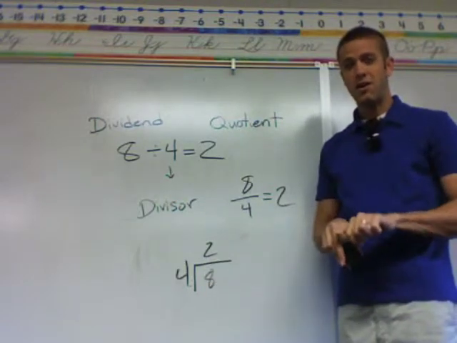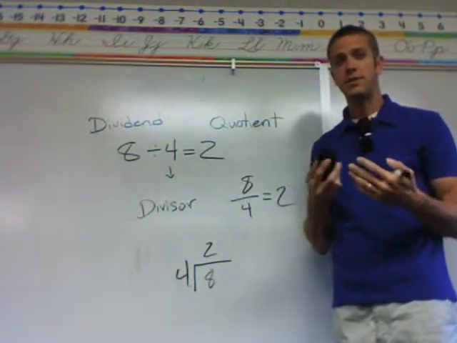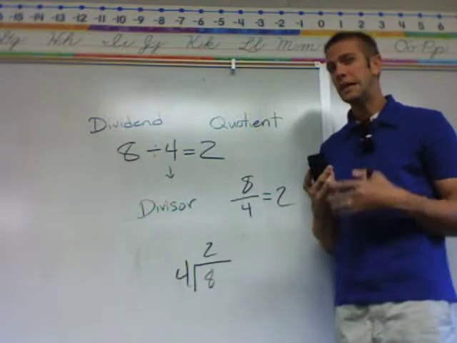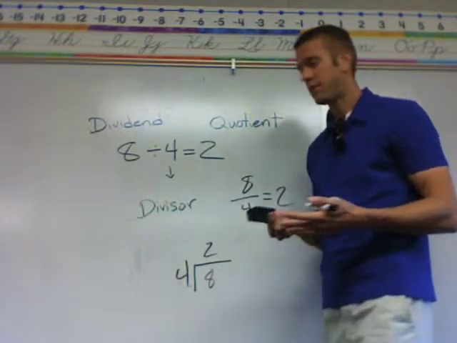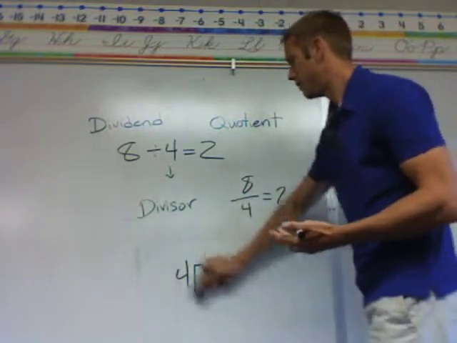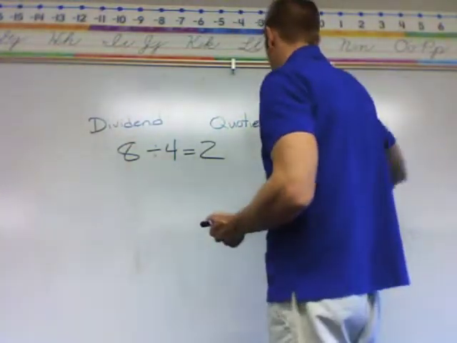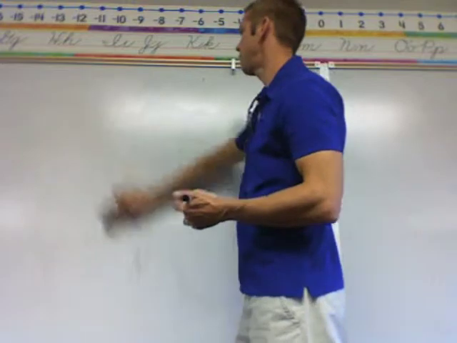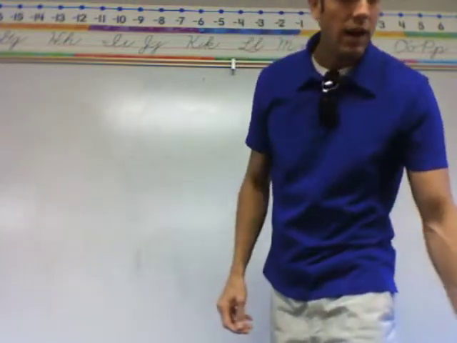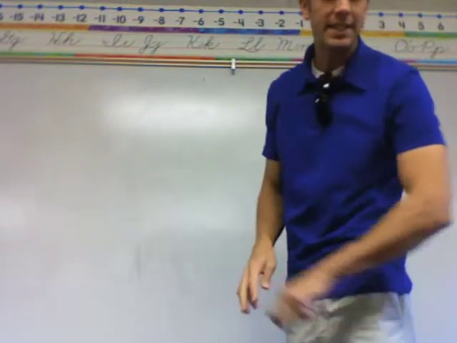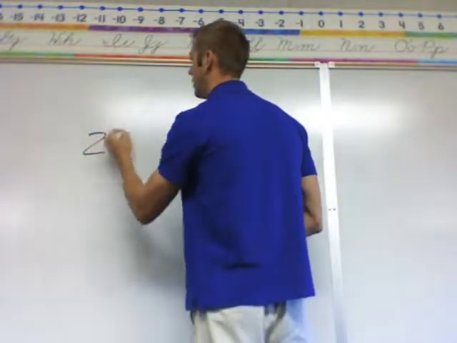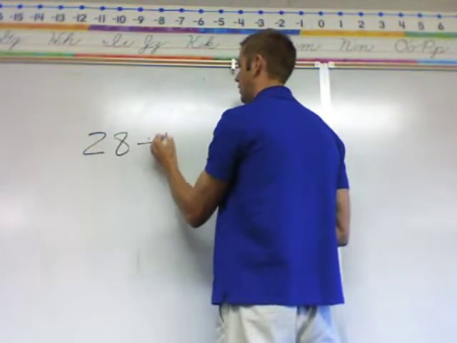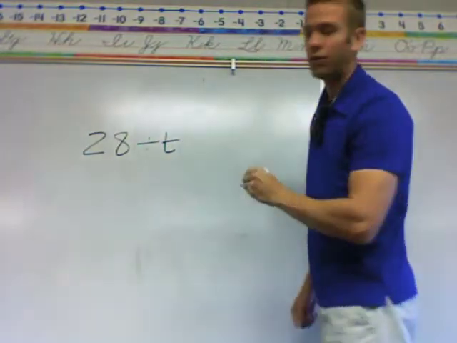Okay, to solve the missing letter ones, the missing variables in division problems, it's kind of nice to know where your divisor is at, okay, and where your dividend is at. Let's go ahead and take a look at this on your homework. Number 7 says 28 divided by t equals 4.